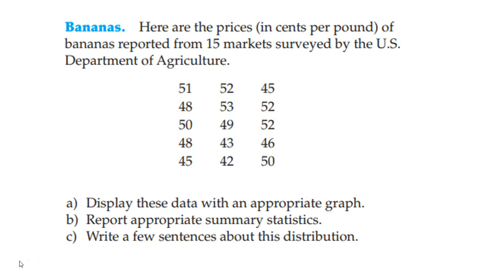Anyway, it says here for bananas that here are the prices of bananas reported from 15 markets surveyed, right? So display these data with an appropriate graph. So we all know which graph, right? I could try a histogram, I could try a dot plot, I could try a variety of different graphs, right? Then it says report appropriate summary statistics, and then write a few sentences about it.